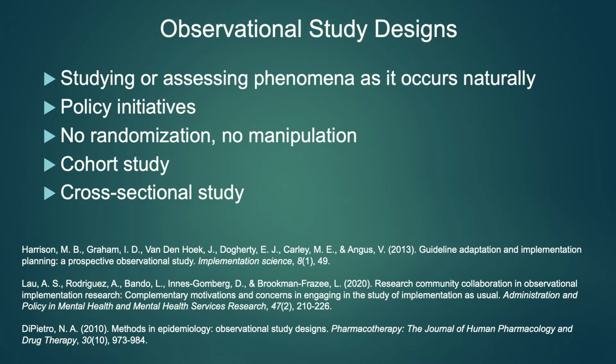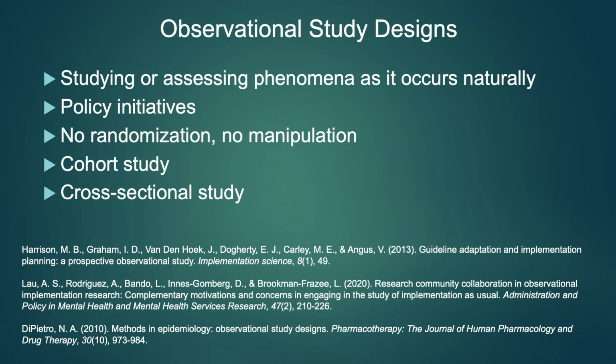Also important in implementation science is the opportunity for observational study designs, studying or assessing phenomena as they occur naturally. So you can think of policy initiatives that roll out and how those affect the organizations and what that means for uptake of new innovations for quality improvement. The characteristic of these to note is that there may be no randomization and no manipulation. So we need to think about how those will really play out in our study design.